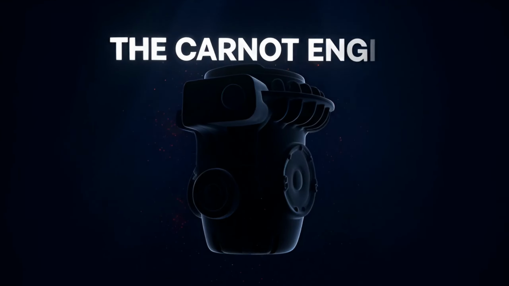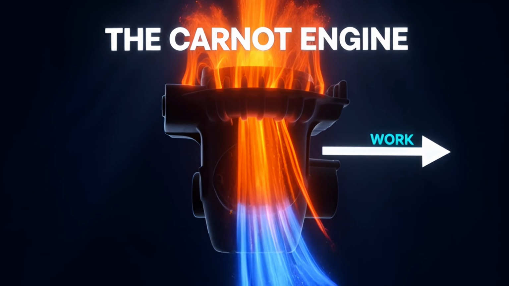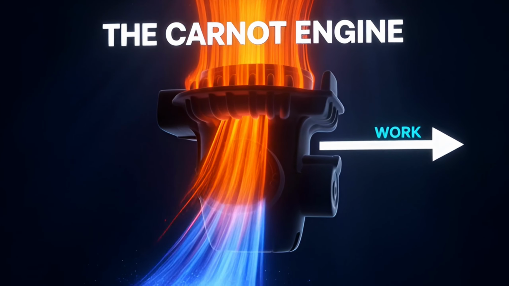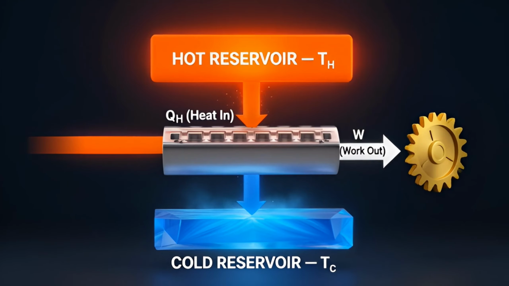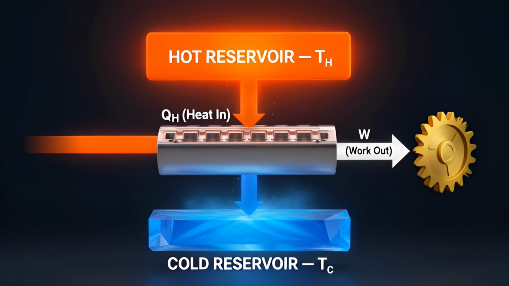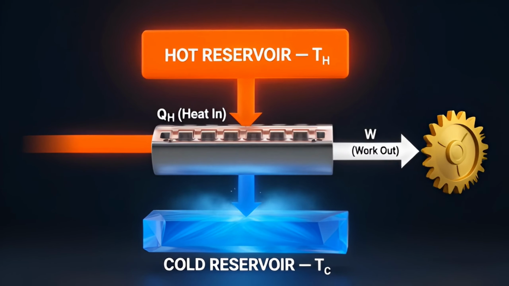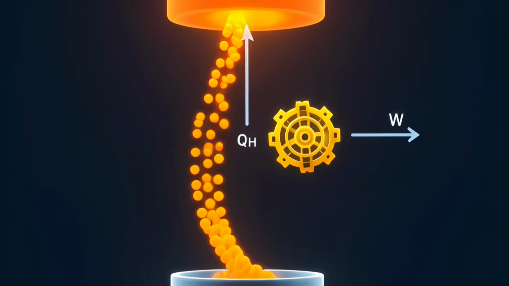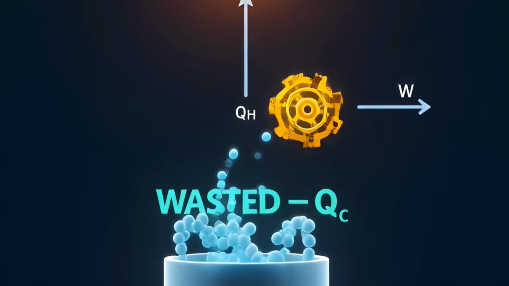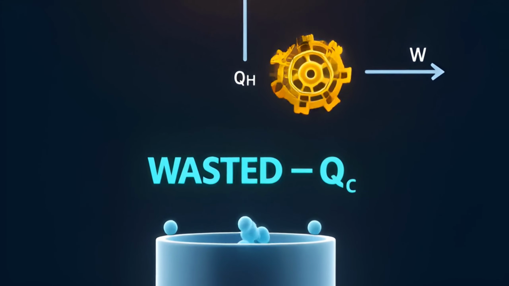The Carnot engine is a theoretical model that defines the absolute maximum efficiency any heat engine operating between two temperatures can ever achieve. Every heat engine absorbs heat energy from a hot source, converts part of it into useful mechanical work, and dumps the remainder into a cold sink. Not all heat converts to work. A portion always escapes to the cold side. This is not a design flaw. It is demanded by the second law of thermodynamics.